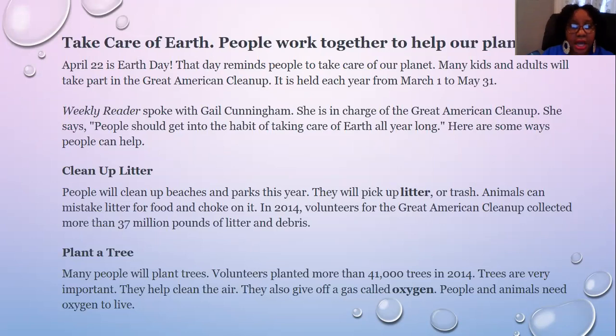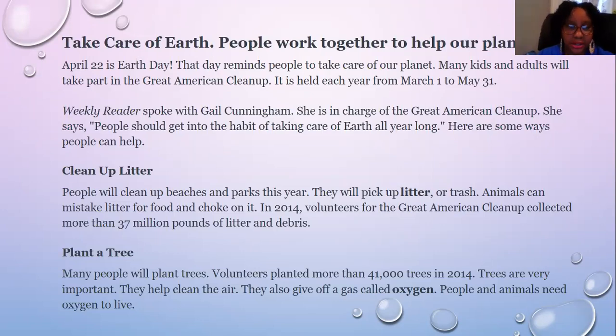That was my cat. Clean up litter. People will clean up beaches and parks this year. They will help pick up litter or trash. Animals can mistake litter for food and choke on it. In 2014, volunteers of the Great American Cleanup collected more than 37 million pounds of litter and debris. Debris is like little pieces of trash.